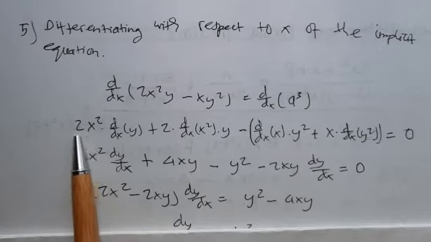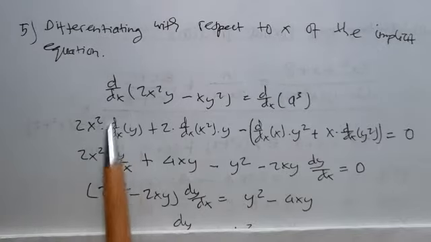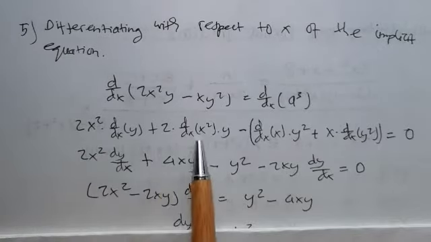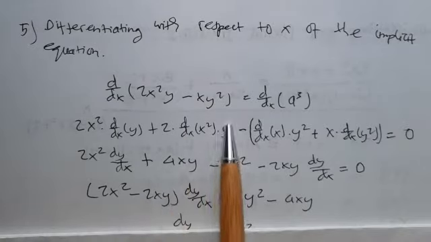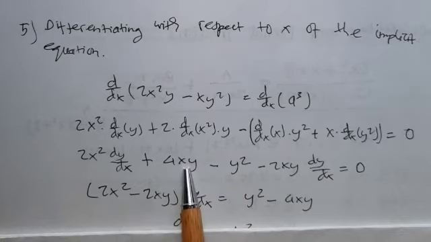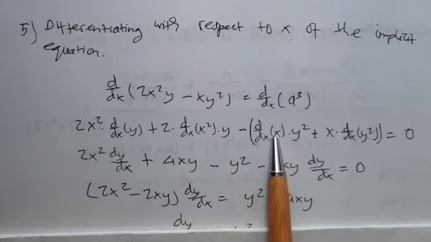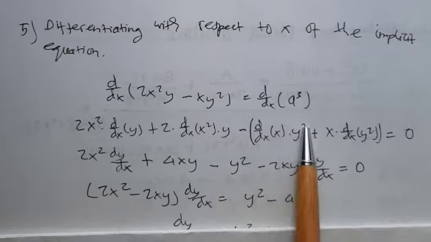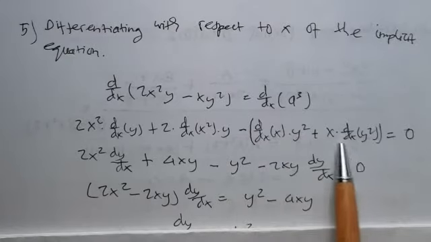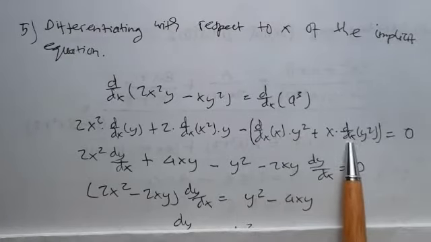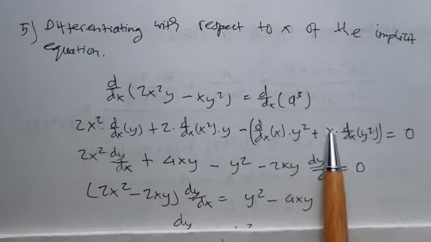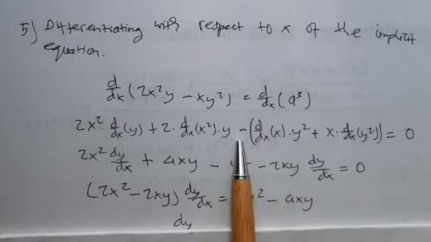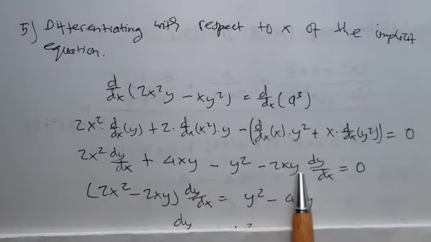Now, 2x squared times dy/dx plus the differentiation of x squared is 2x, thus 2x times 2 is 4x times y, 4xy, and here the d/dx of x is 1, thus y squared, with the minus it is minus y squared, and here the differentiation of y squared is 2y dy/dx, thus here is 2xy dy/dx times minus, thus minus 2xy dy/dx equals 0.